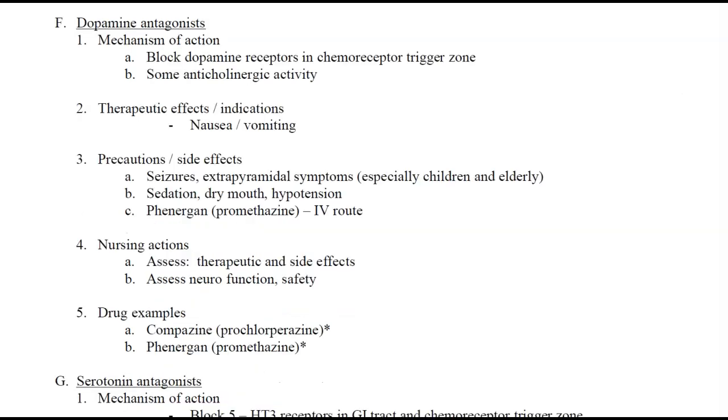Also under the anti-emetic class are the dopamine antagonists. The mechanism of action of dopamine antagonists is blocking dopamine receptors in the chemoreceptor trigger zone. So how does that help? Well, remember, dopamine helps regulate movement, right? So if we block that, it will help with vomiting. It also has anticholinergic activity, so it aids to calm down the CNS.